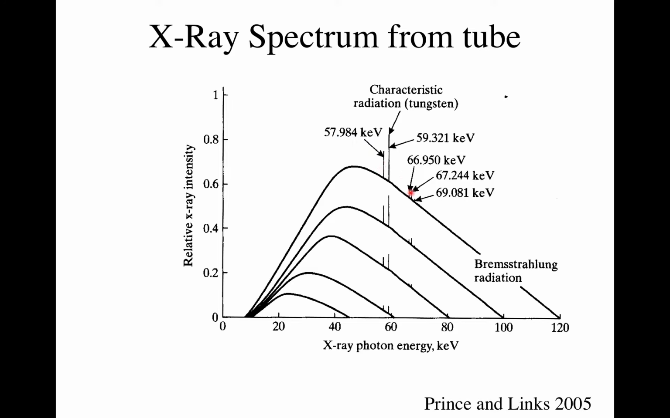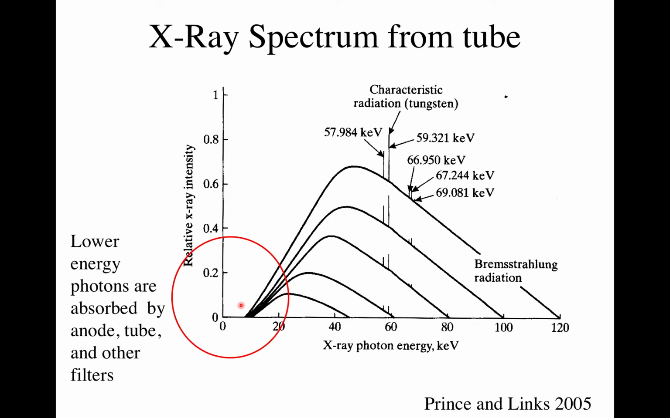Here are the characteristic lines for a tungsten target. These are the K-shell ejections. Then the relative X-ray intensity drops as we get to lower and lower energies. The reason is that those low energy X-rays are absorbed before they get to the patient. Usually there's some kind of metallic filter right in front of the exit of the X-ray tube, and it takes out a lot of these low energy photons. The glass in the tube and the tungsten target itself will also absorb low energy X-rays trying to get out. So you just don't see them coming out of your X-ray tube. And that's a good thing, because all of these would never make it through the patient.